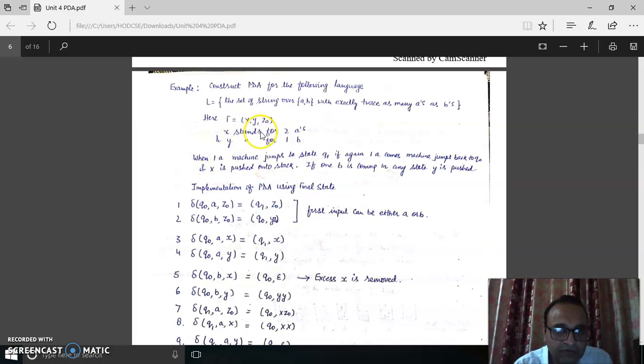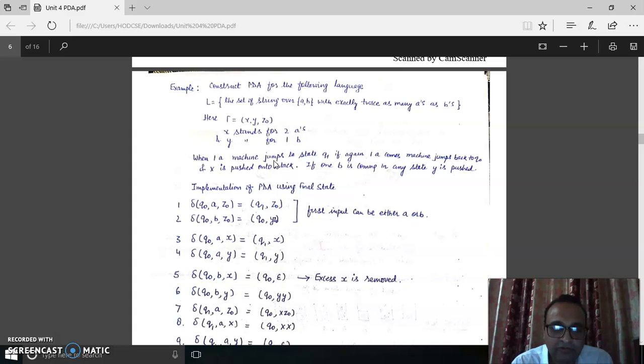So first of all, we have to make its logic. The question is that the number of A's is double. Suppose there are 4 A's, so B must be 2. Suppose there are 10 A's, so B must be 5, and they are merged. They are not ordered. They are merged themselves, and the condition is that the number of A's is twice the number of B's. If there are 100 A's, the number of B's must be 50.